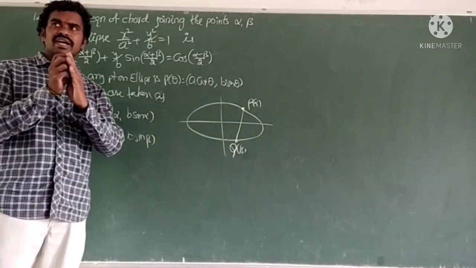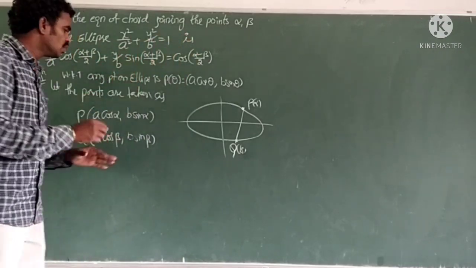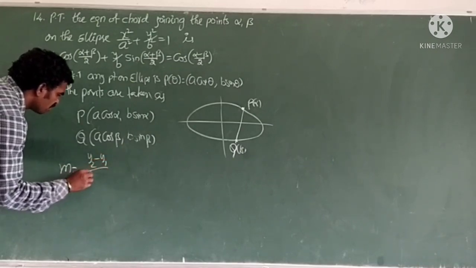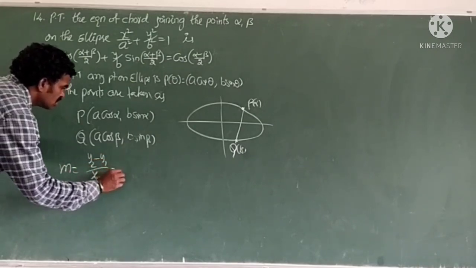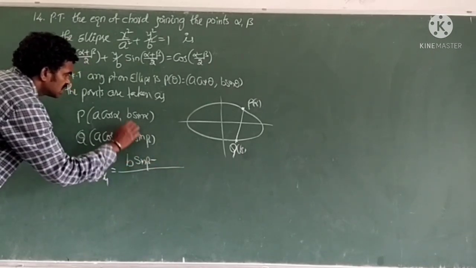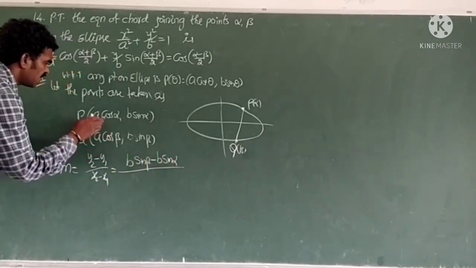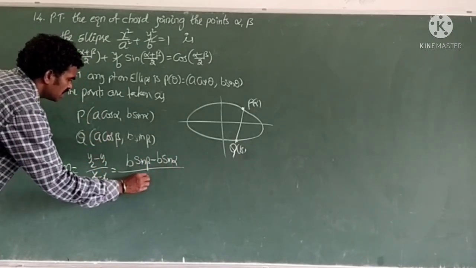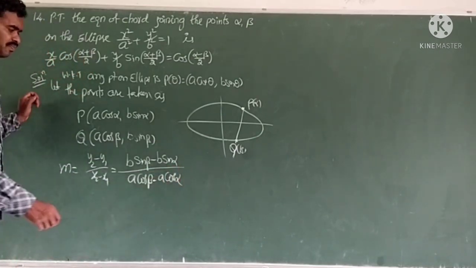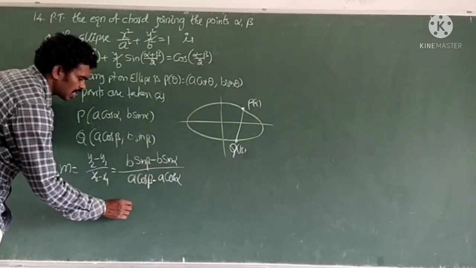We can write y minus y1 equal to m into x minus x1. M means slope, so first we should find the slope. Slope formula: y2 minus y1 by x2 minus x1. So that is y2, b sin beta, minus y1, b sin alpha, by x2 minus x1, a cos beta minus a cos alpha. In both, here I am taking minus b, here I am taking minus a common.